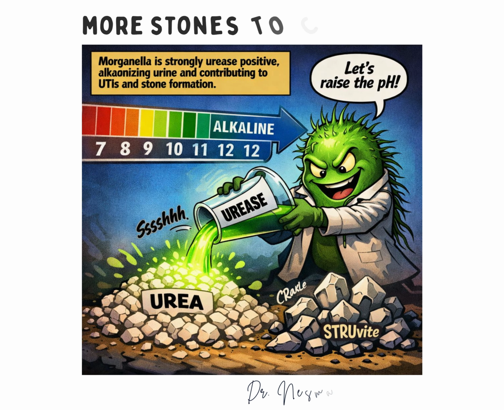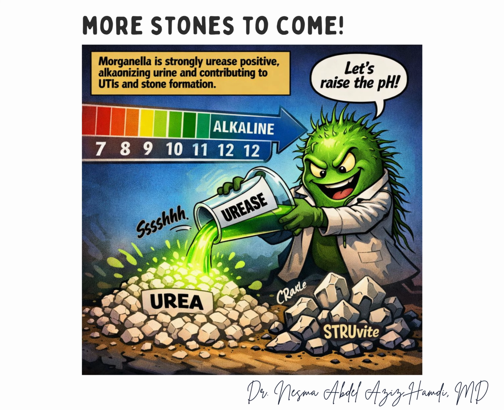A key virulence-associated biochemical feature of Morganella morganii is its strong urease activity. The organism produces large amounts of urease, which hydrolyzes urea into ammonia and carbon dioxide. The release of ammonia raises the pH of urine, making it alkaline. This alkaline environment promotes the formation of struvite stones, contributing to complicated and recurrent urinary tract infections.